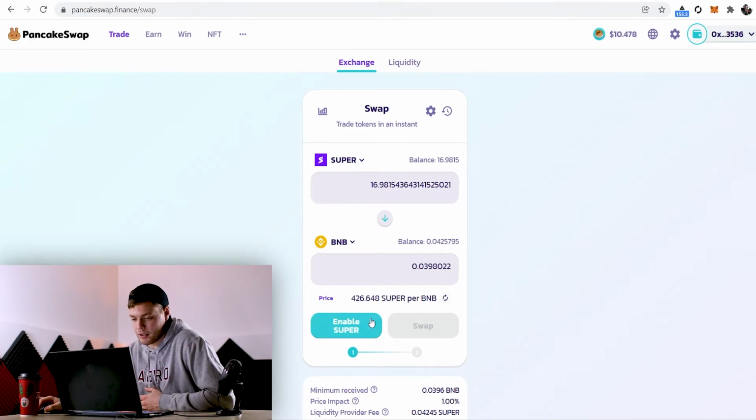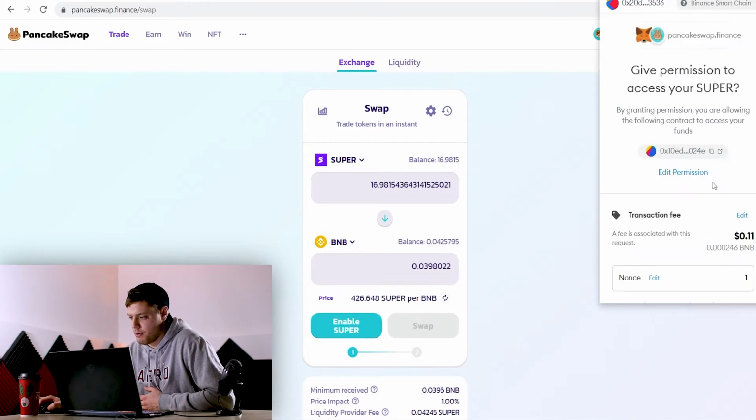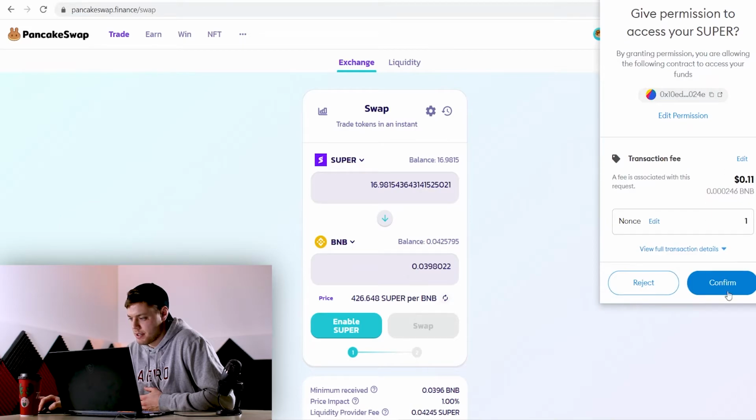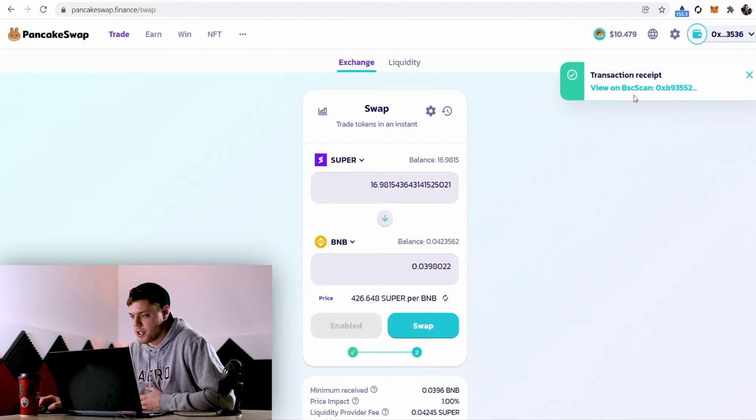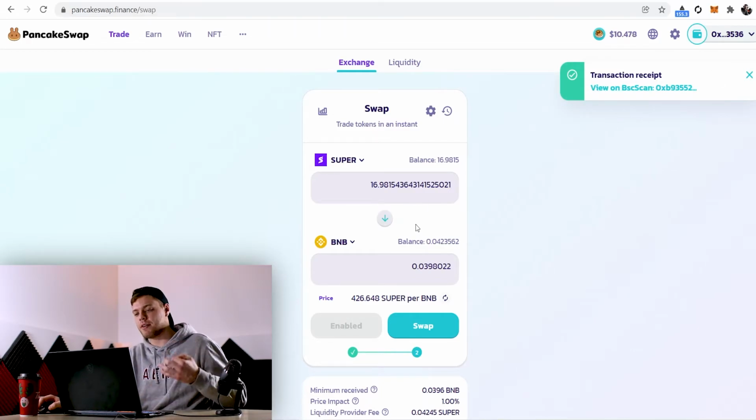So I'm going to go ahead and click enable super, and here we go. Transaction fee is like 11 cents. Confirm, and I'm going to wait for that to go through. All right, so that transaction just went through. And like I said before, I have not yet swapped my tokens. I've just given PancakeSwap the permission to swap tokens on my behalf.